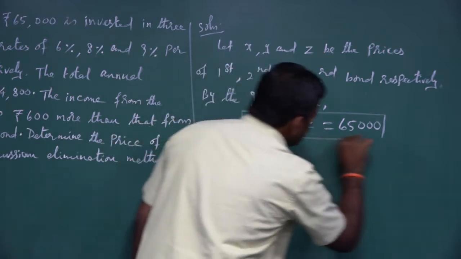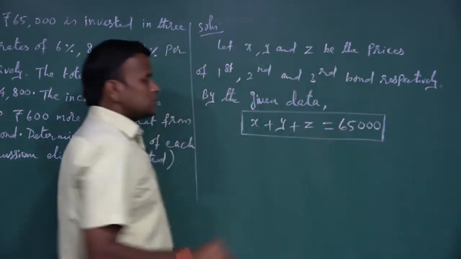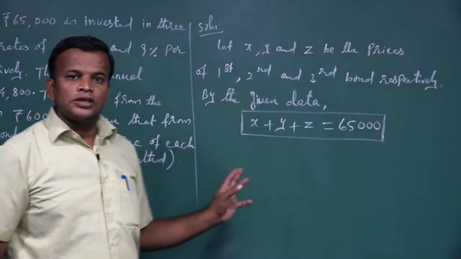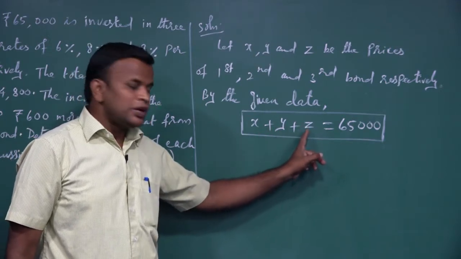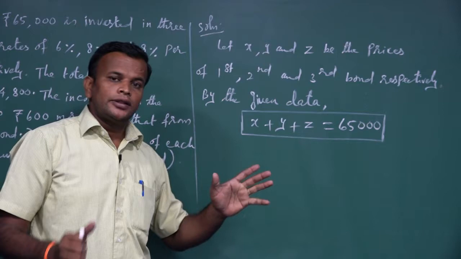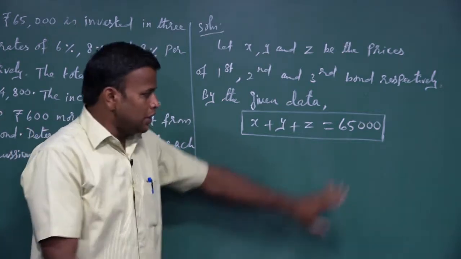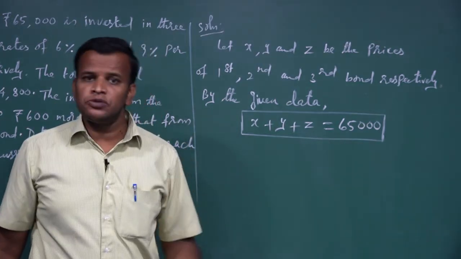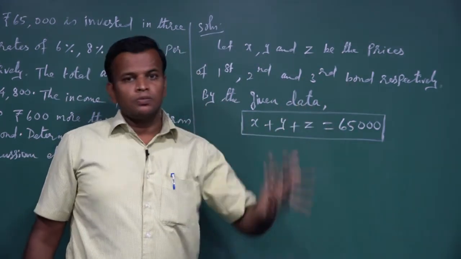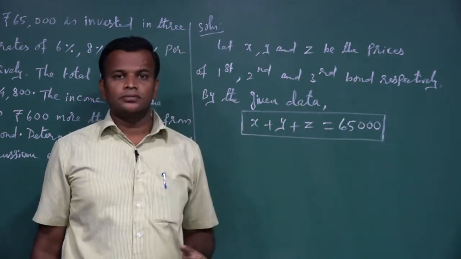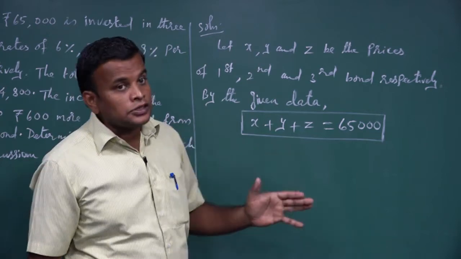Framing each and every equation is very important. This is the first equation, where X is the price of the first bond, Y is the price of the second bond, Z is the price of the third bond. The total bond amount should be exactly 65,000. So this is the first equation.